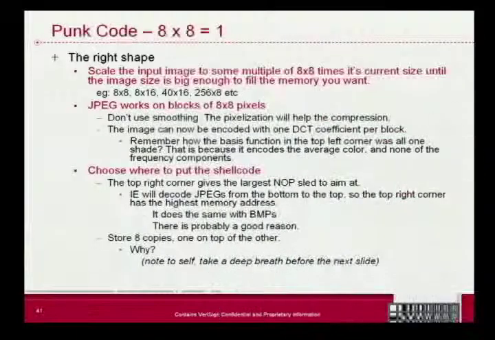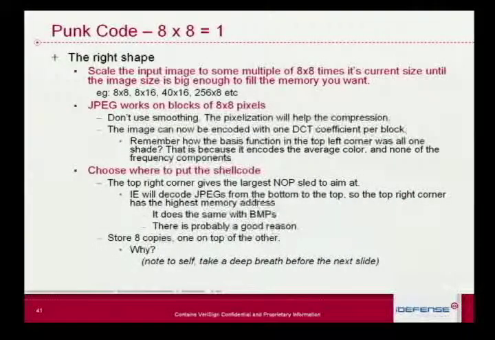And then if you choose where to put the shellcode with Internet Explorer, if you put it in the top right, then you've got the whole image to go through as a NOP sled. It does it from bottom to top rather than top to bottom like other programs do, and I don't know why. And then you store 8 copies of it, one on top of the other.